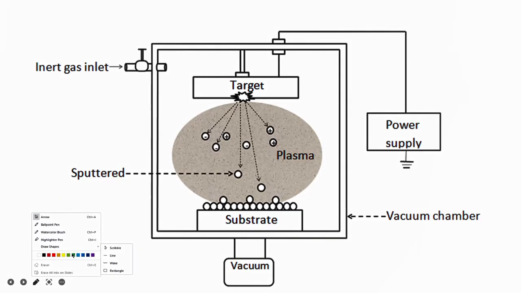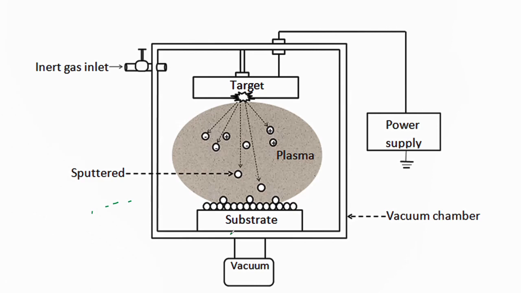DC sputtering. Two-dimensional nanomaterials like thin films, thin coatings, thin layers can be deposited using this technique, that is DC sputtering. It consists of a vacuum chamber, a substrate holder, substrate, and a target mounted at the top of the vacuum chamber.